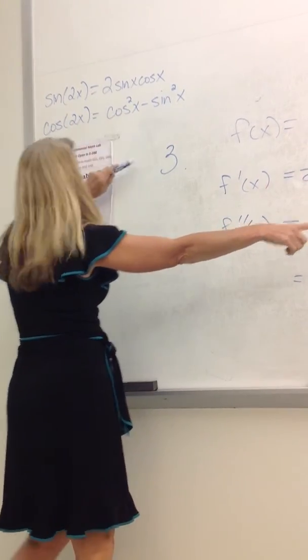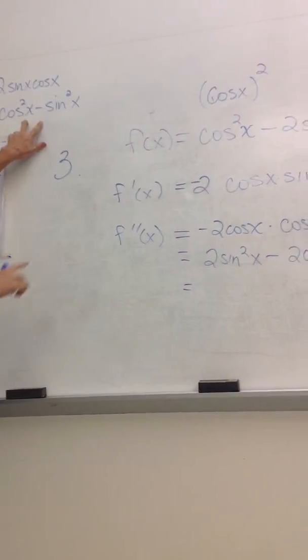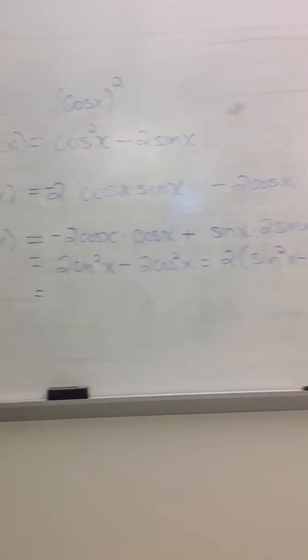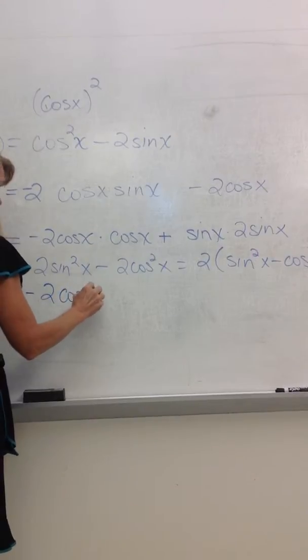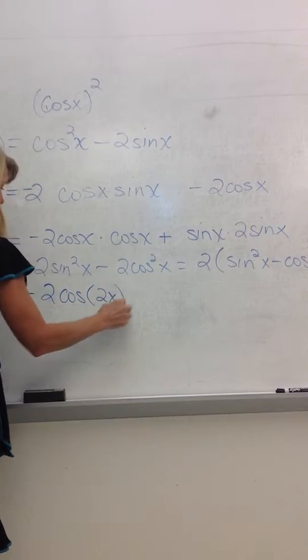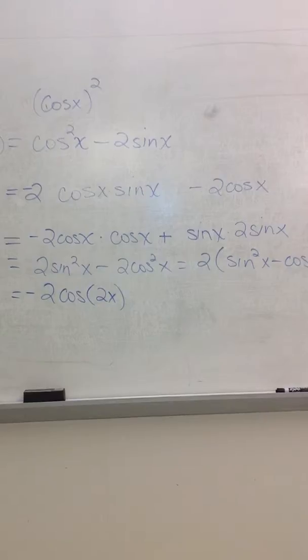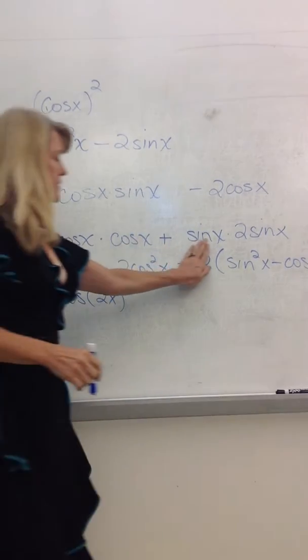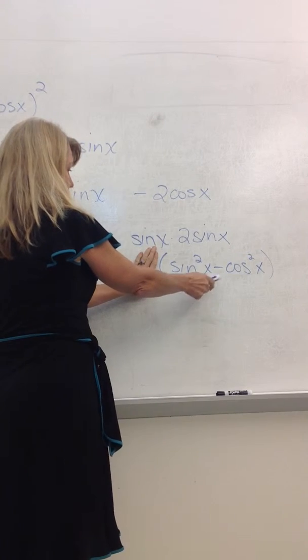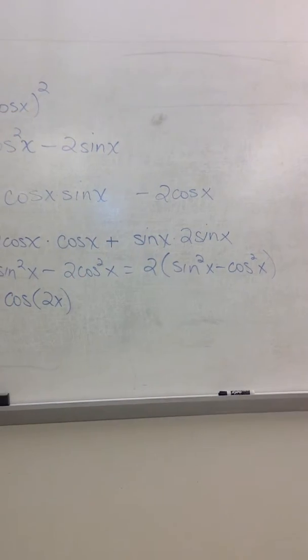But down here, do you see how that's the opposite of this? So you could rewrite this as minus 2 cosine of 2x. And we do want to do that in this case because it makes it easier to solve the equation. When we set it equal to 0, it would make it easier. So this in itself is minus cosine of 2x, and then the 2 was from here.